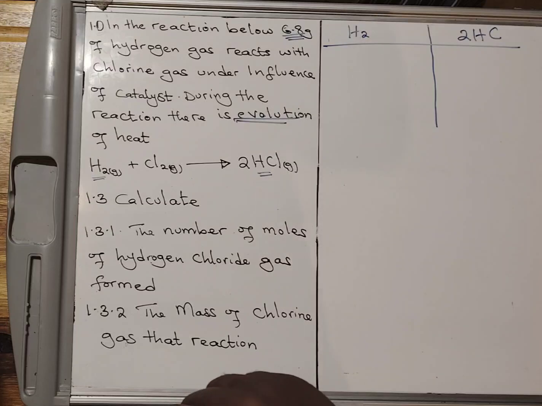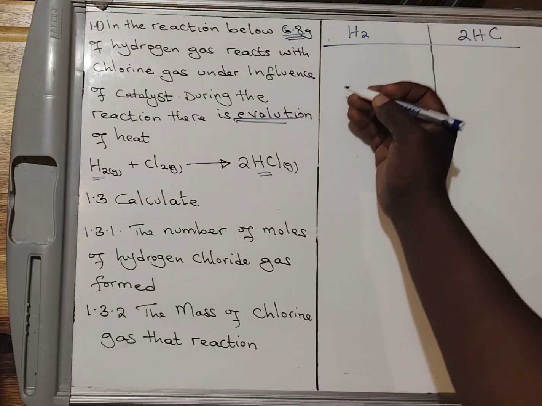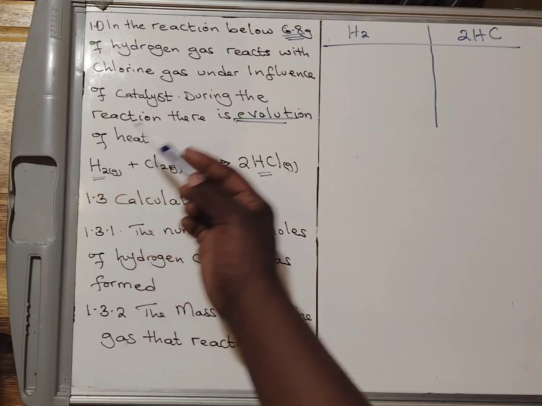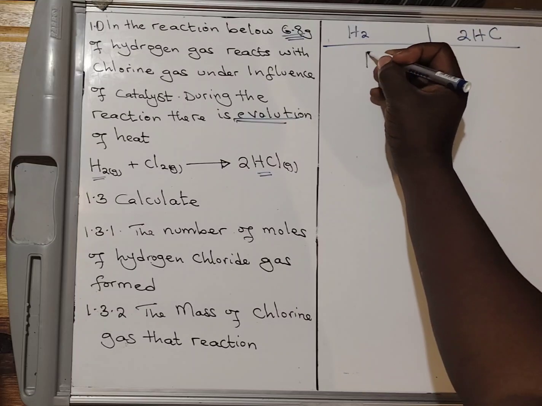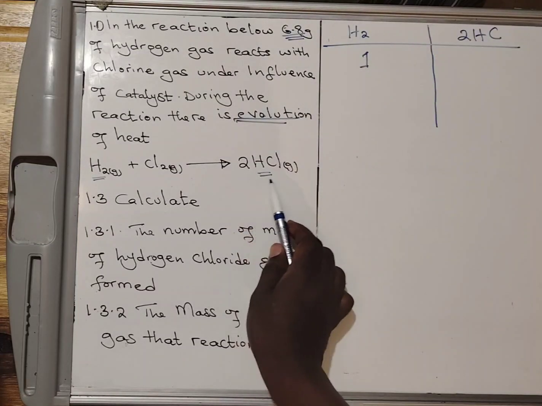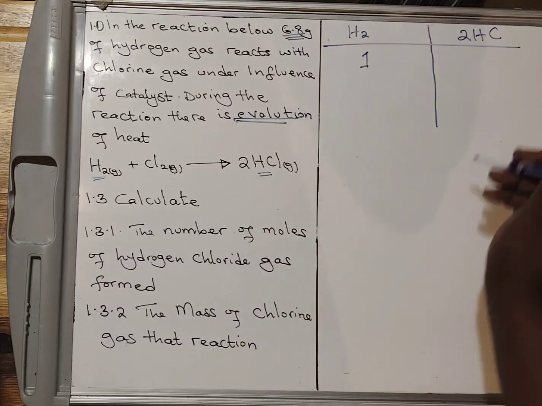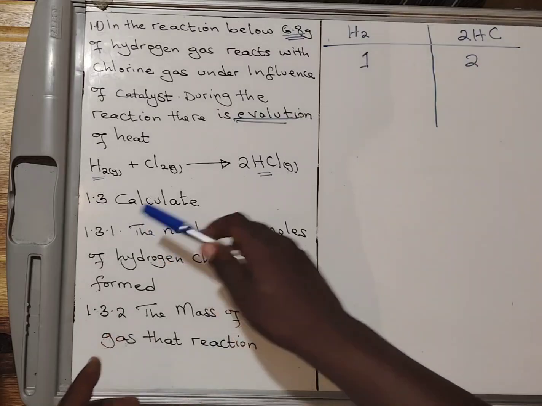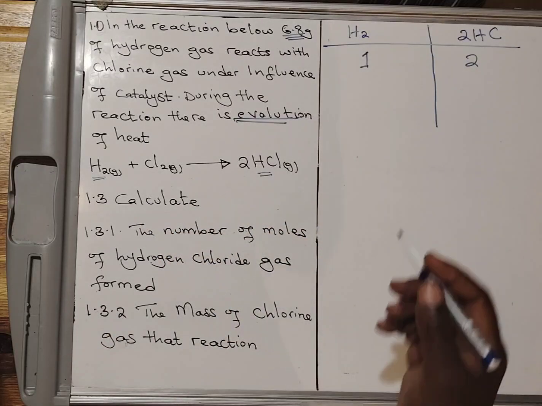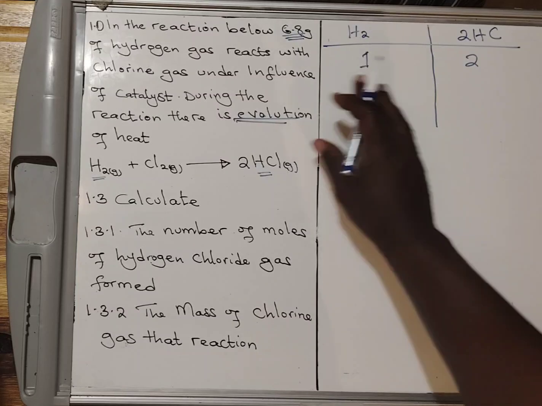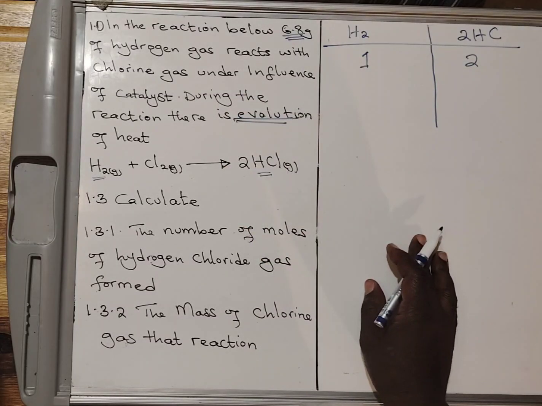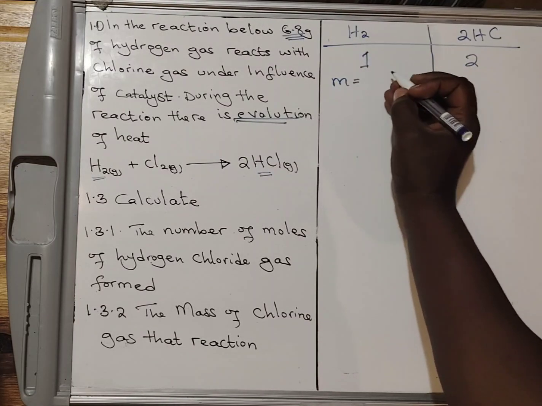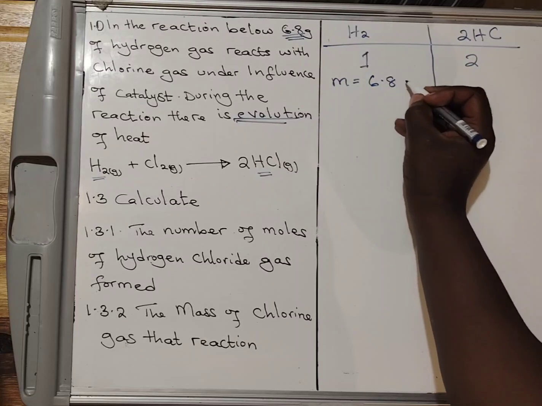Okay. From there, then you come with the ratios, mole ratios. You come here to the equation and look for the number which is here. The number is 1, so we didn't write it because it's 1. You come to our hydrogen chloride, you pick the ratio, it's 2. So these molecules are in the ratio of 1 to 2 as per the equation. Then from there, you move from the known. What's the known? The known is hydrogen. What are we given? We are given mass. The mass of hydrogen is 6.8 grams.